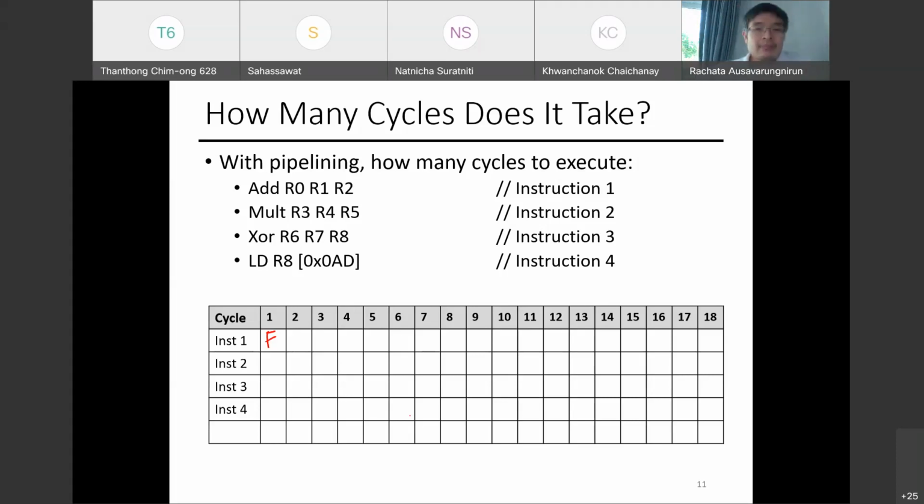Right. So, okay, let's resume. How many cycles does it take? We can go through this one by one. The first cycle, instruction 1 goes into the pipeline. What happens in the second cycle? Which instruction gets fetched? Which instruction gets decoded?